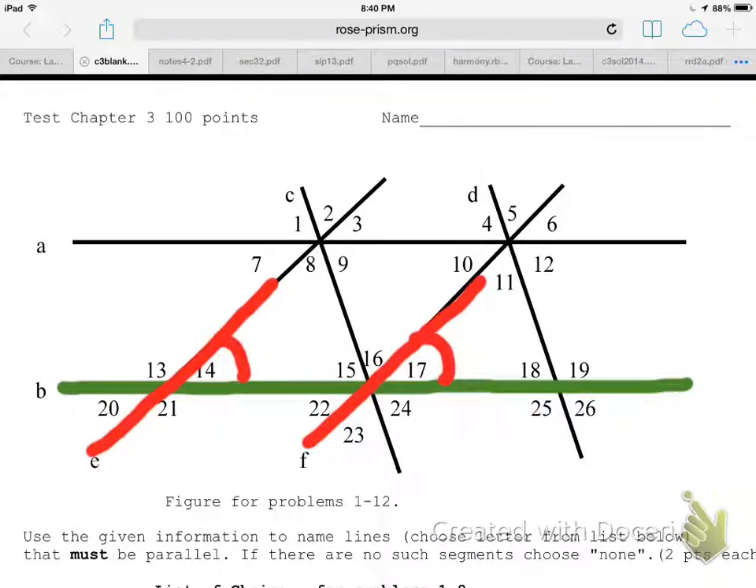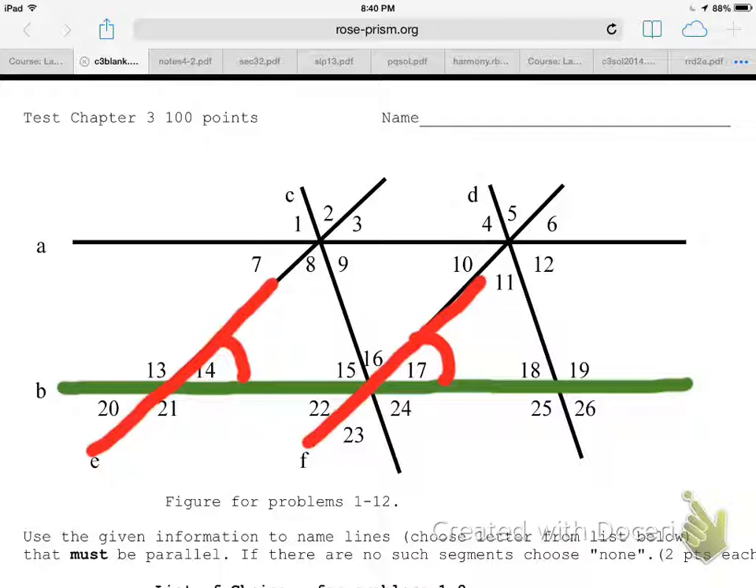Okay, we want to classify those angles. Angle 14 is between the two red lines, and that makes it an interior angle, but 14 is outside, its exterior. But they are in exactly the same spots. They're in the same location relative to the transversal and the two lines. They're in the top left corner of their intersection. That makes them corresponding angles, and since they're congruent, corresponding angles congruent makes the lines parallel. In this problem, E is parallel to F, and for number 3, that's choice C.